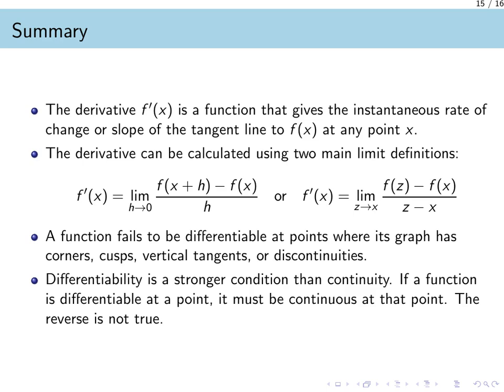The derivative, written as f prime of x, is a new function that gives us the instantaneous rate of change, or the slope of the tangent line, to our original function f of x at any point. We calculate it using a limit, which can be written in two main ways, as the limit as h approaches 0 of the fraction with f of the quantity x plus h minus f of x in the numerator and h in the denominator, or as the limit as z approaches x of a similar fraction.